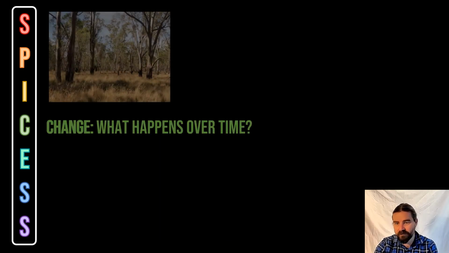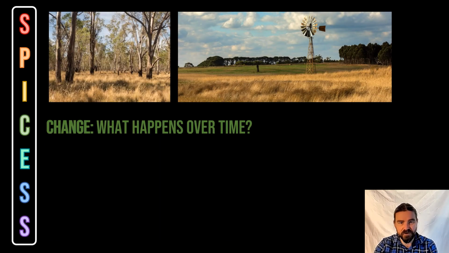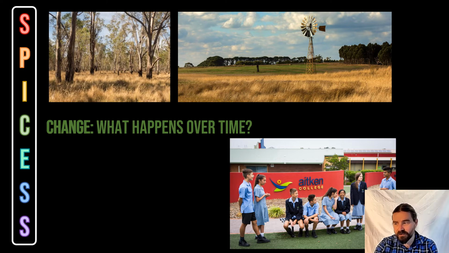Change over time. Here we go. Here's some pictures of what Aiken College looked like before the school was built. And so you see that the land use changed dramatically over time. It would have originally been a natural forest, boom, and then a farm, and then a school. And what's it going to be in the future? Hopefully still a school for a while.